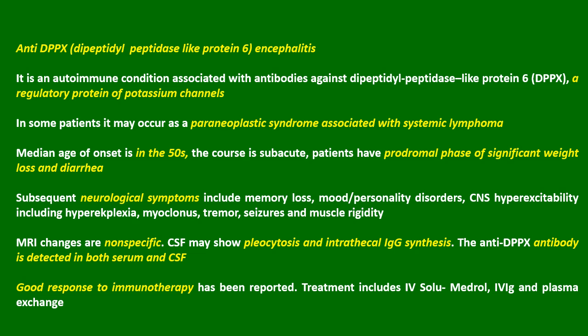Subsequent neurological symptoms include memory loss, mood and personality changes, CNS hyperexcitability including hyperekplexia, myoclonus, tremor, seizures, and muscle rigidity. MRI changes are nonspecific. CSF may show pleocytosis and intrathecal IgG synthesis. The anti-DPPX antibody is detected in both serum and CSF. Good response to immunotherapy has been reported. Treatment includes IV Solu-Medrol, IVIG, and plasma exchange.